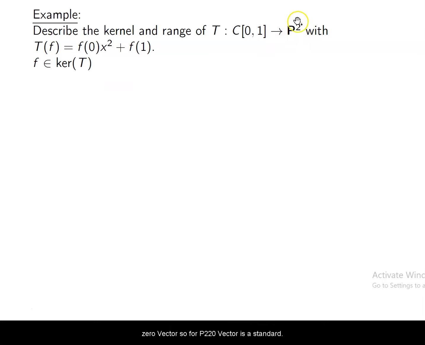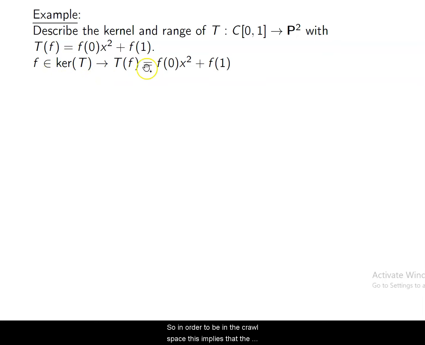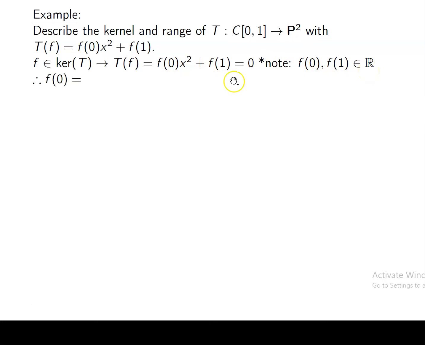So for P2, the 0 vector is the standard scalar value of 0, right? In order to be in the kernel space, this implies that the function undergoes this transformation and will give you out 0, right? So I want to know all the things that when they undergo this transformation, we get 0, okay? Again, note that f of 0 and f of 1 are scalar values here, because you're evaluating a polynomial at a point, so you get out a scalar value.